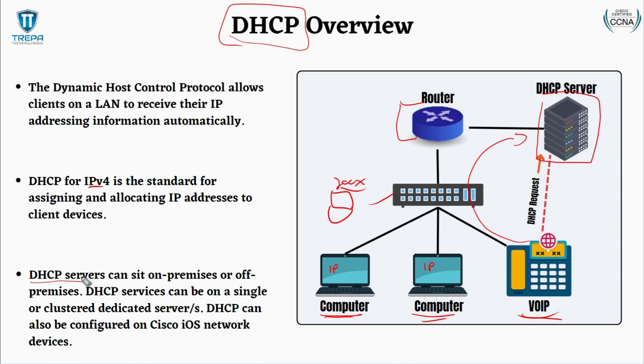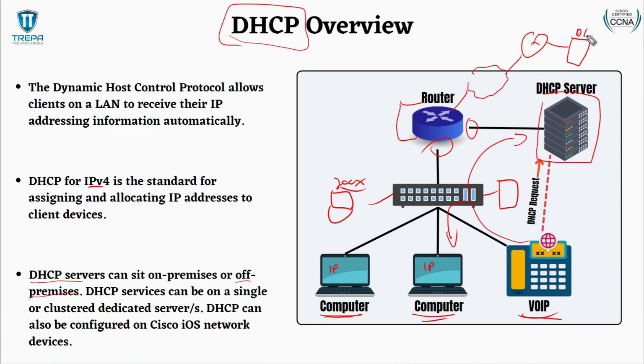And then DHCP servers can sit on-prem, meaning, let's say this is all one network. Let's say this DHCP server sat out here on the LAN and actually belonged to the same subnet as this computer. That's on-prem, but they can also sit off-premise, meaning that this router maybe is a spoke that's connected to an HQ router that's going to host a local data center for the entire enterprise.